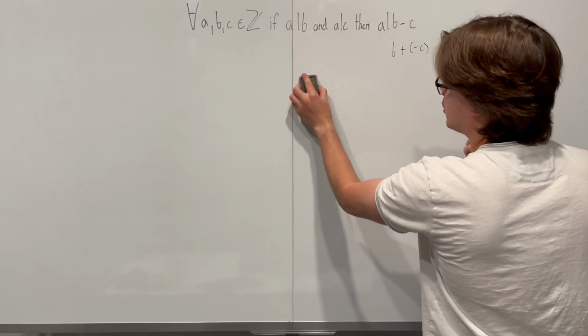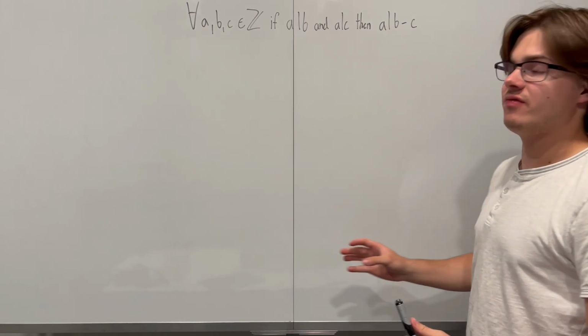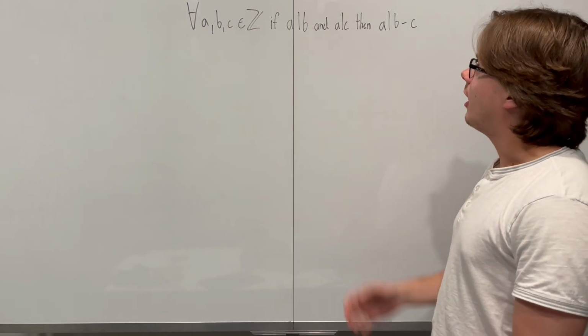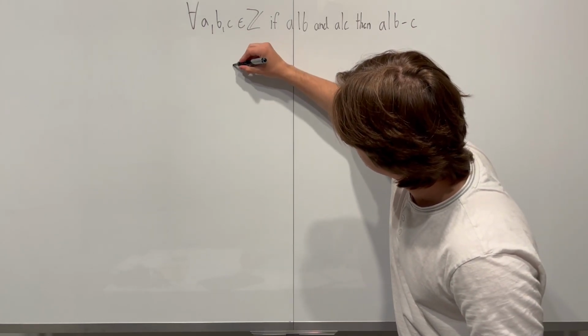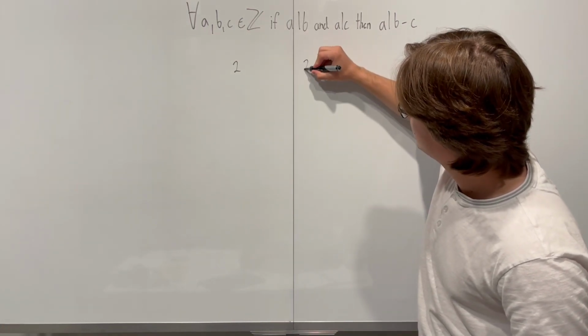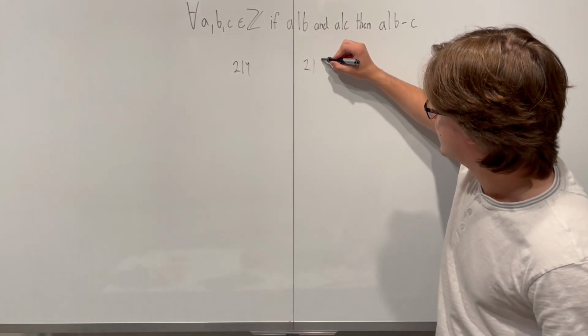But let's say you didn't watch that video. So let's go ahead and try and look at some examples and prove it as if you've never seen that proof before. Well, let's start by having a be equal to, let's say, 2. And let's take our b and c to be equal to 4, and let's take 8.